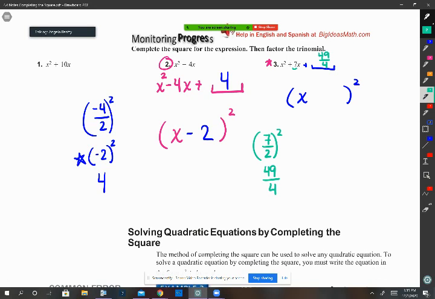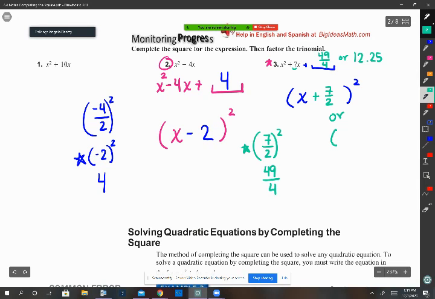Could you write that differently? Yes, you could. You could write this as 12.25. That's fine. And same thing, if I put this in, it's a positive 7/2, because it's always what happens before you actually do the squared part.